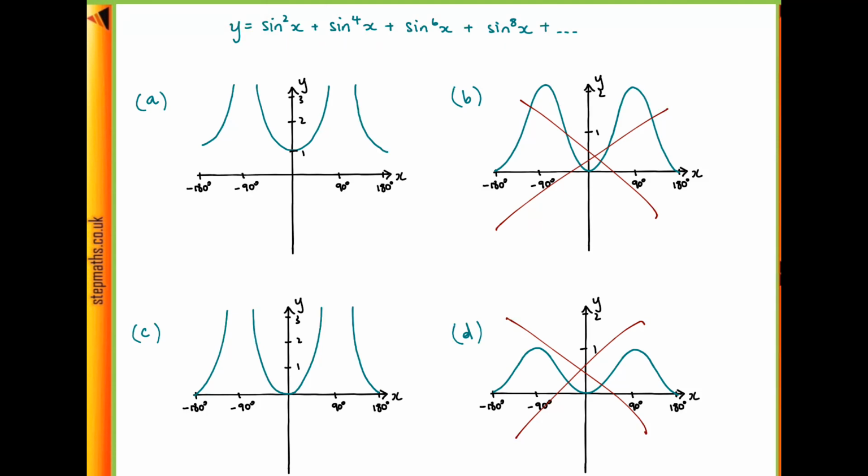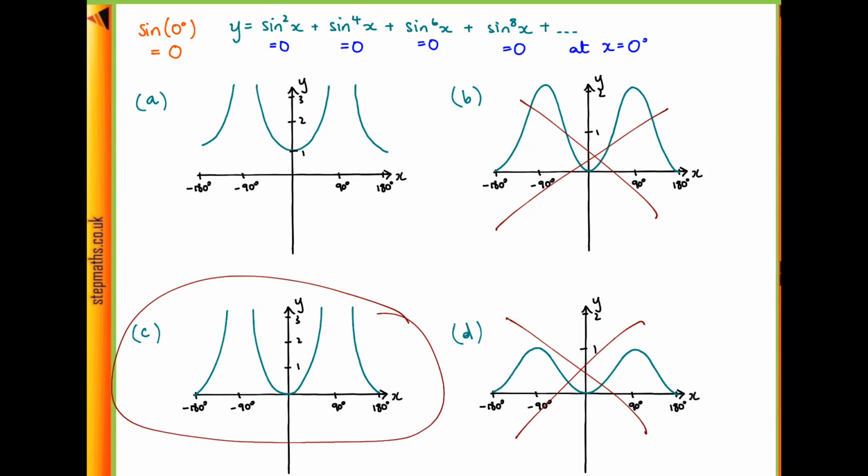What's sine of 0? That's just equal to 0, right? And when we raise 0 to any power, we still get 0. So when x is equal to 0, each of these terms will be equal to 0. If we're adding zeros up, that means our y is going to be 0 as well. So we should see y equals 0 at x equals 0, which means that it's going to be option C.